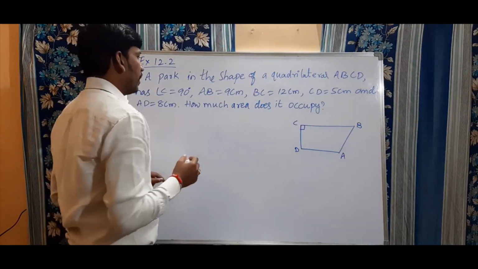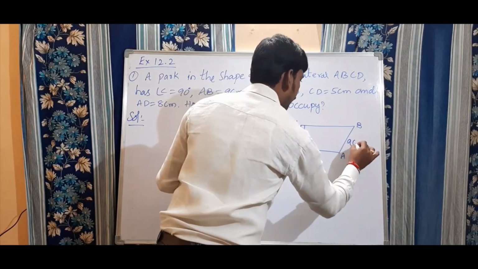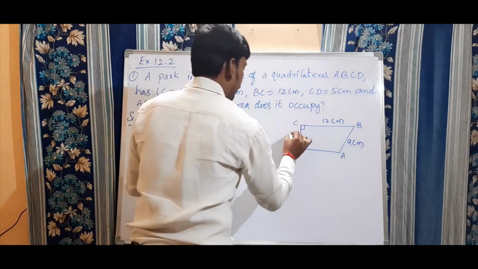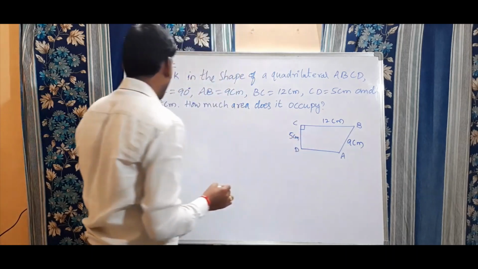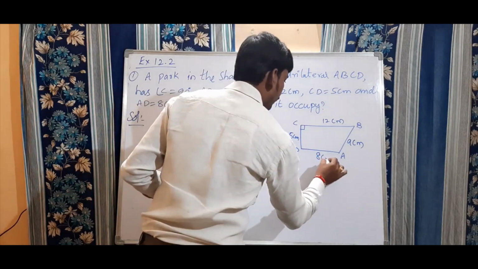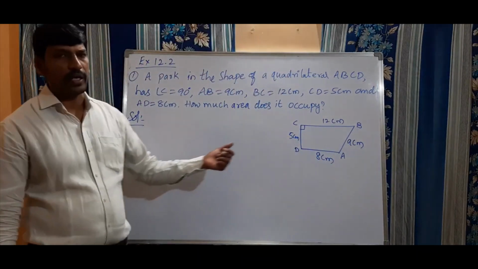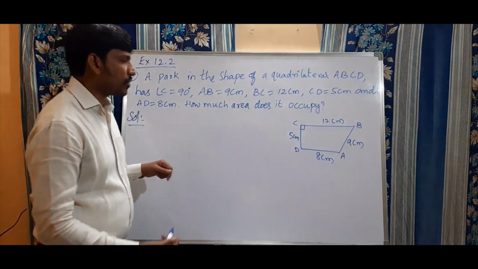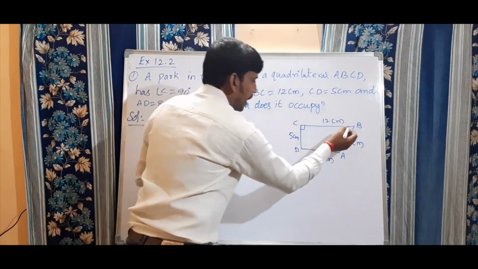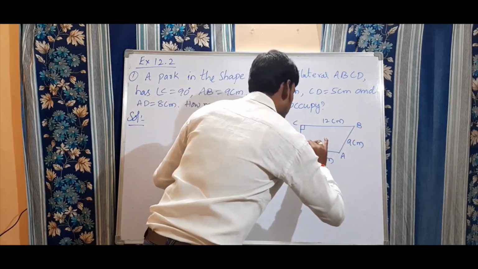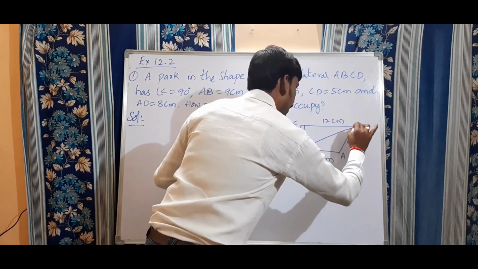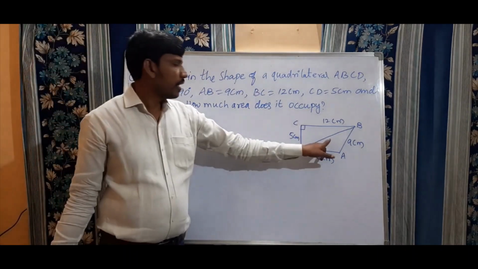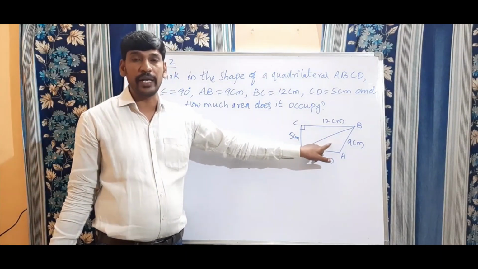Now see this here, AB will be 9 centimeters, BC will be 12 centimeters, CD is 5 centimeters, and AD is 8 centimeters. So now to find the area of this quadrilateral, we need to draw a diagonal. Now see this here, I am joining BD. Clear? Now observe here, they did not give BD. But we need to find out the BD value.